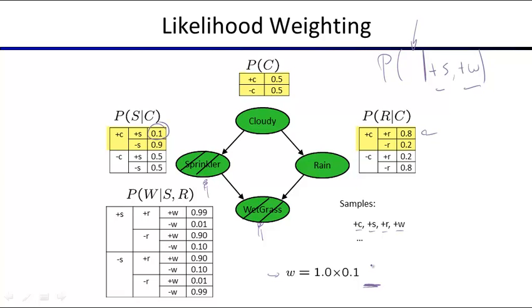And we go to the last one, W. We force it to be plus W. The parent instantiation is plus S plus R. Plus W has a weight here, 0.99, that we multiply in. That's our entire weight for this sample. It's in many ways the most intuitive thing you could do, right? Whenever you force something, you account for its probability and you just multiply them all together. Any questions about the procedure? Yes?